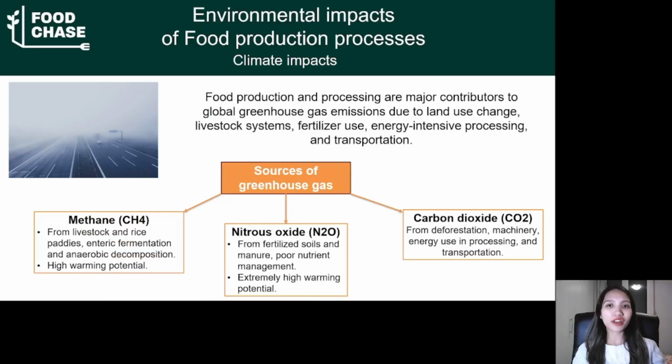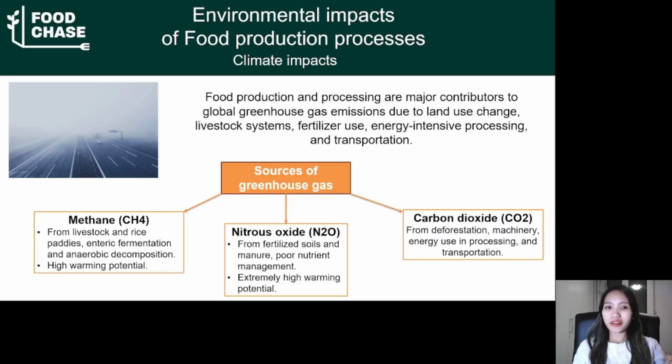Both food production and processing are major contributors to global greenhouse gas emissions due to land use change, livestock systems, fertilizer use, energy-intensive processing, and transportation. The greenhouse gases include methane, which comes from livestock and rice paddies.